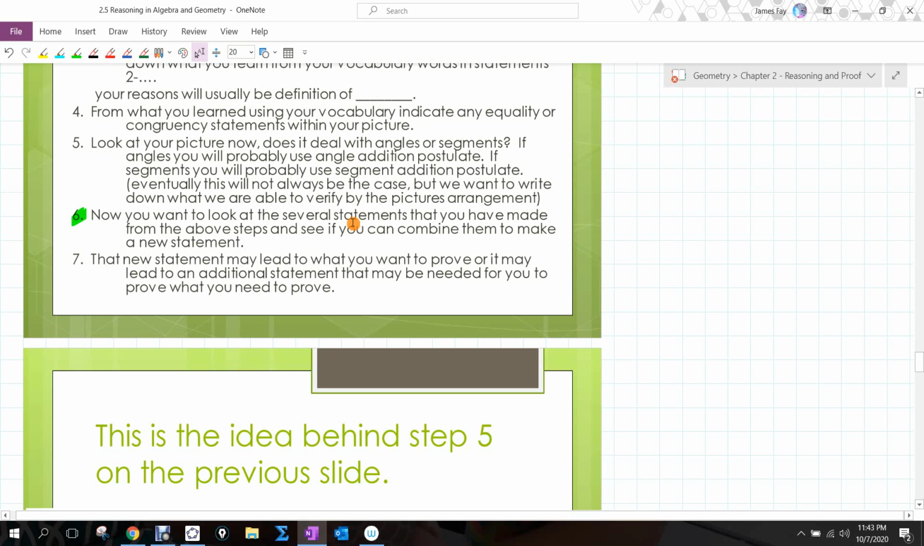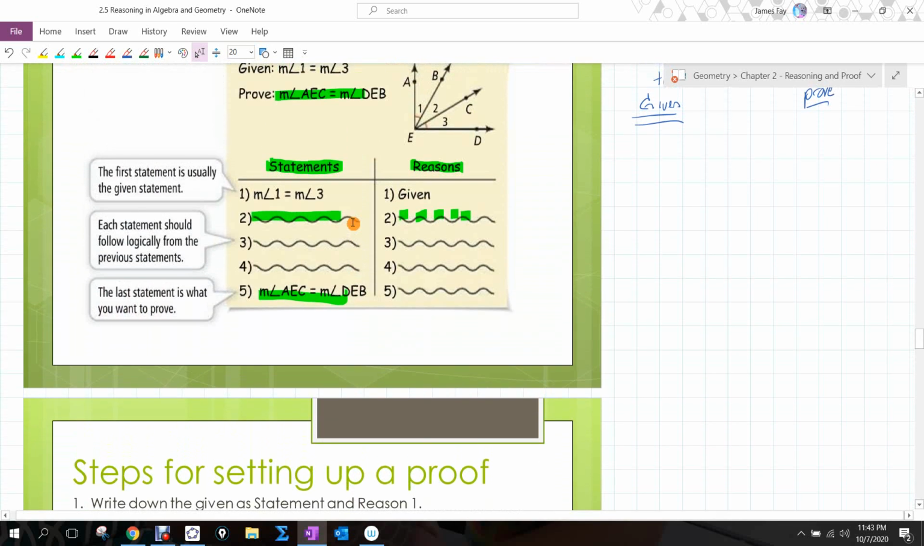Okay, it might end up giving you your proof statement, and then you'll be done. It might lead to a new statement that is not your proof, but you could take that new statement and stitch it together with previous statements to create something new again. Okay, and we keep playing that game until we've stitched things together enough to make our prove statement, or the thing that we set out to prove, show up in our statements.